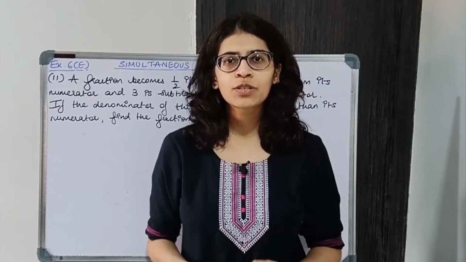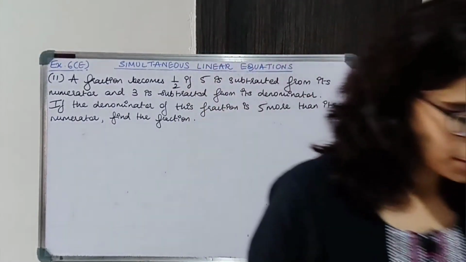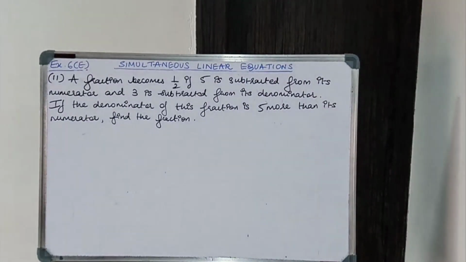Coming to next question, question number 11. A fraction becomes half if 5 is subtracted from its numerator and 3 is subtracted from its denominator. If the denominator of this fraction is 5 more than its numerator, find the fraction.